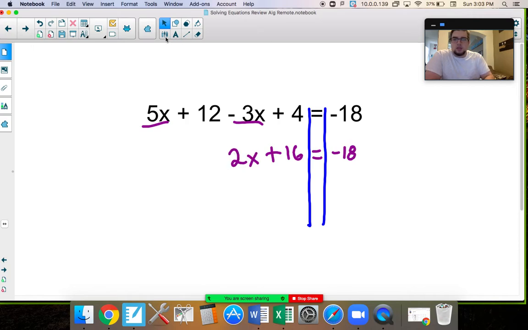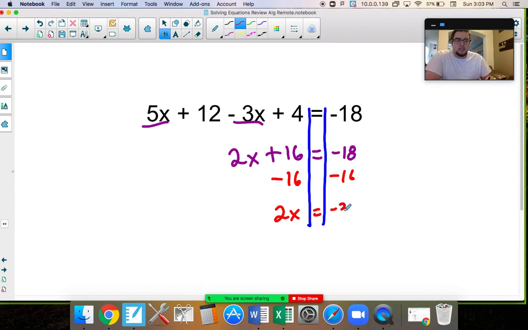Now it's a two-step equation. Same thing. The 16 is the furthest away, so we're going to subtract 16 from both sides. Carry down the 2x. Negative 18 minus 16 gives us negative 34. Divide both sides by 2, and x is negative 17.